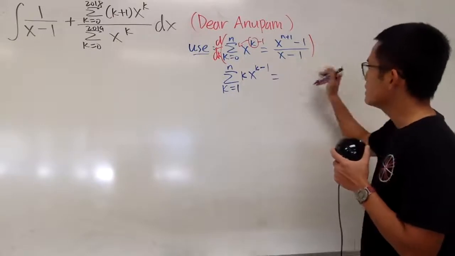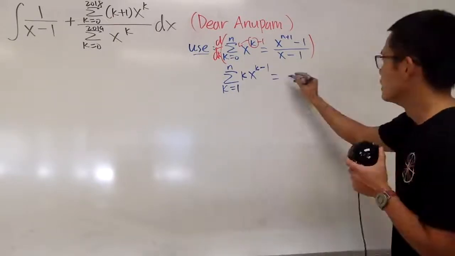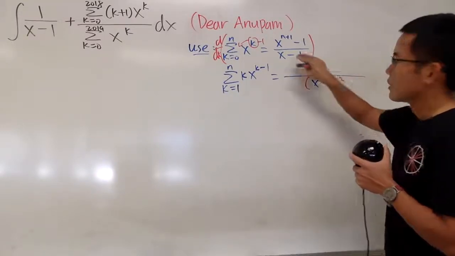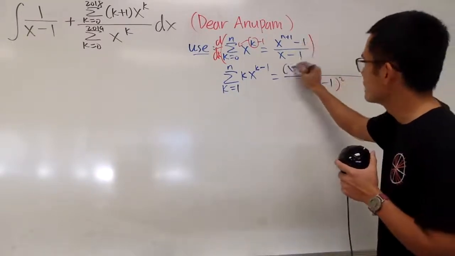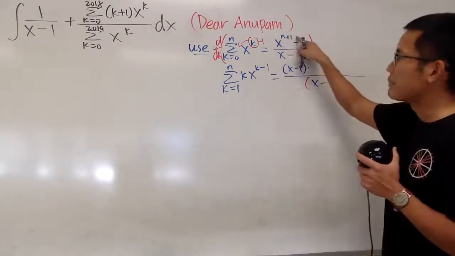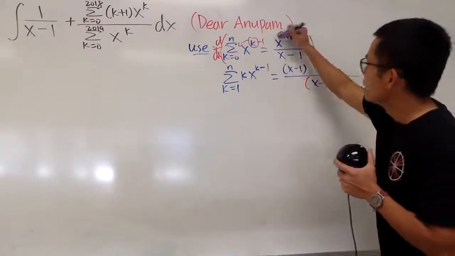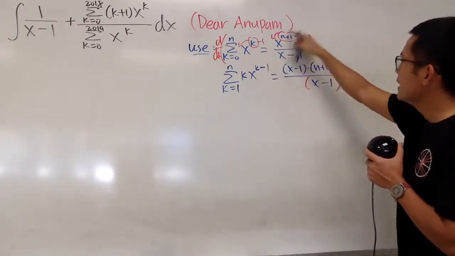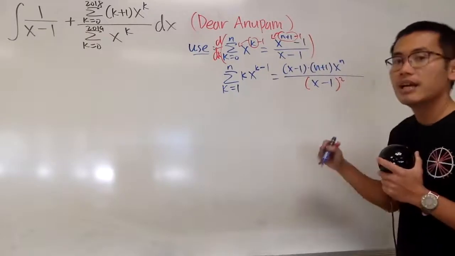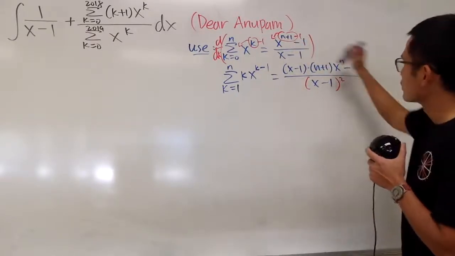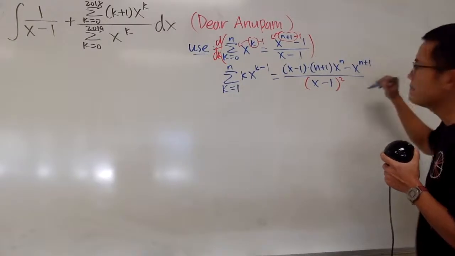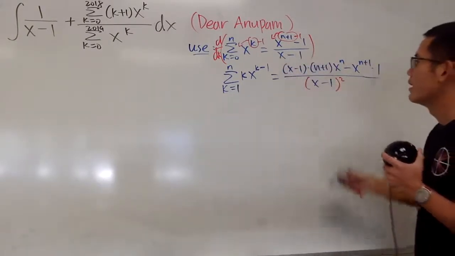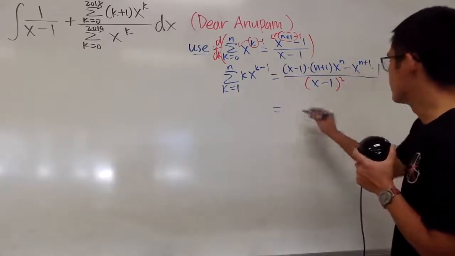Alright, and then for this, of course, we have to use the quotient rule. So let's square the denominator, and then take the bottom one, put it on the top, which is x minus 1 times the derivative of the top. For the derivative of the top, you bring this power to the front and then minus 1, so we get n plus 1 times x to the n's power. And then we minus the top function, which is x to the n plus 1, times the derivative of the bottom, which is just 1. So that's it. We can simplify this a little bit, so let's do that.